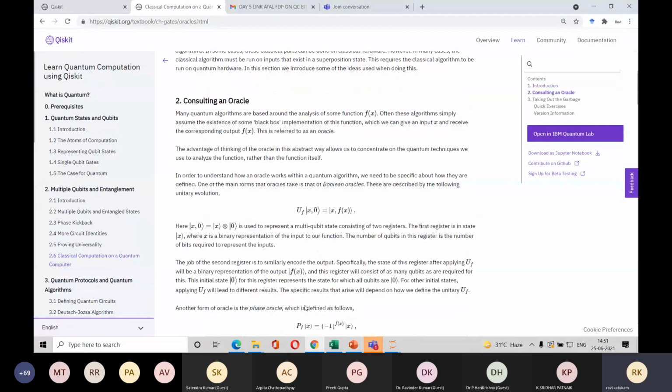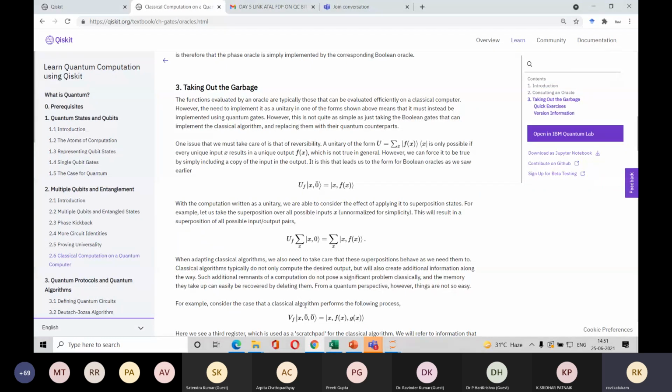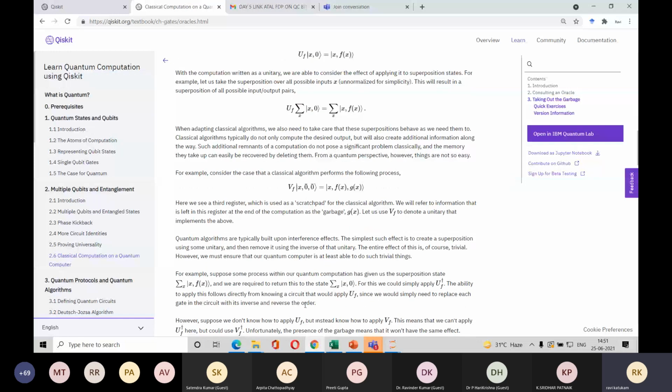So oracle, we use it many times because we want to know the nature of certain functions. That's why this oracle comes into picture. So let us say you have a control system, an electronic control system. You want to say what is the nature of that device. So if I keep supplying zeros, how does it behave? If I keep supplying one, how does it behave? So these are some of the operations that are done on the oracle.